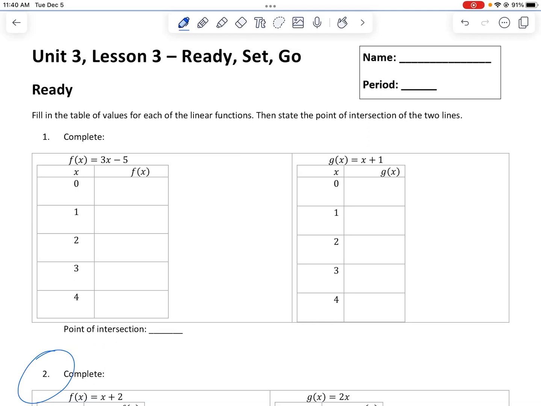Hello, ladies and gentlemen. Time for a little overview for Unit 3, Lesson 3 of the Raise Set Go part, and to get some practice in here.